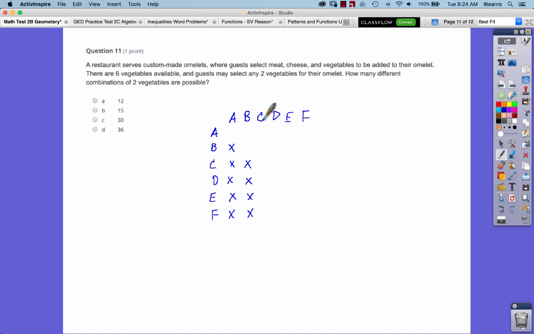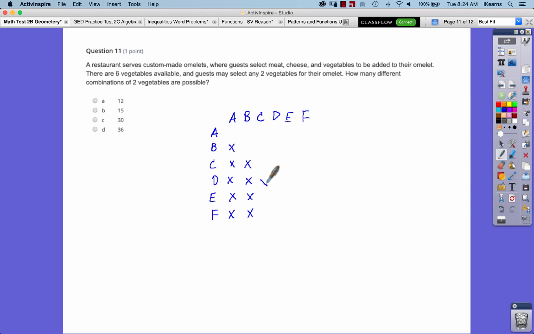So if we look at C, again, we're not going to include C and A because it's right here, okay? And we're not going to include C with B because that's right here, right? B and C are right here. So, and we're not going to include C with C.